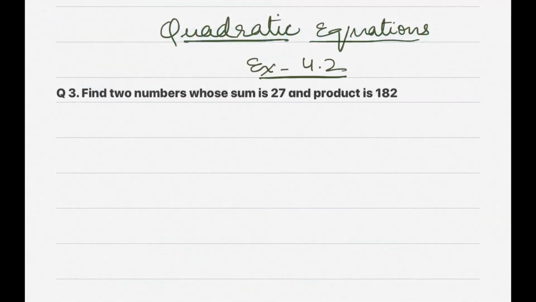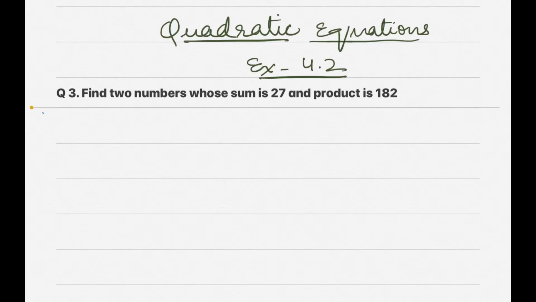Guys, so we have finished the first two questions in our previous videos, and we have to continue with question number 3 of exercise 4.2, and we are continuing with the chapter of quadratic equations. Now question number 3 says: find the two numbers whose sum is 27 and the product is 182.